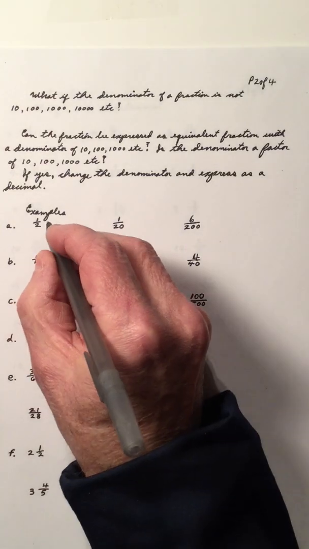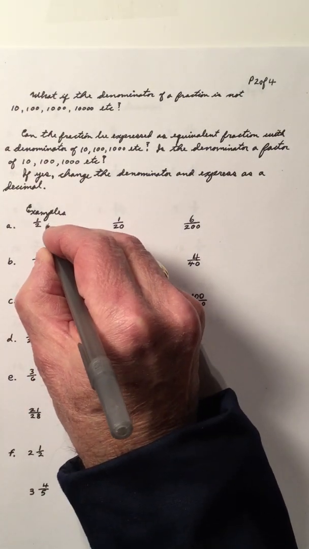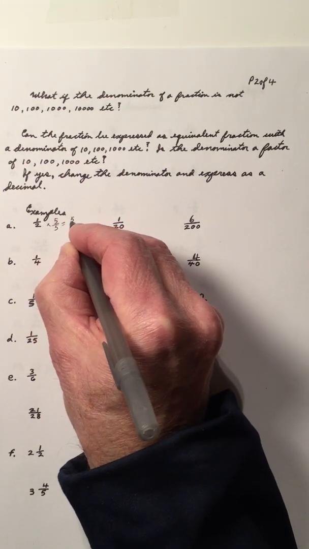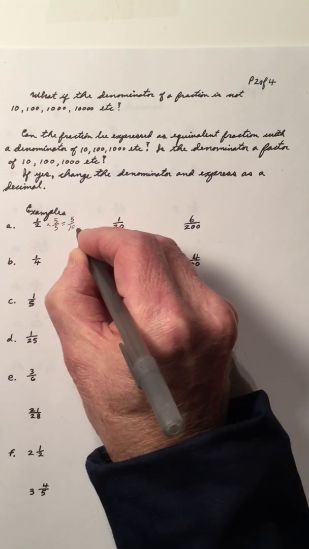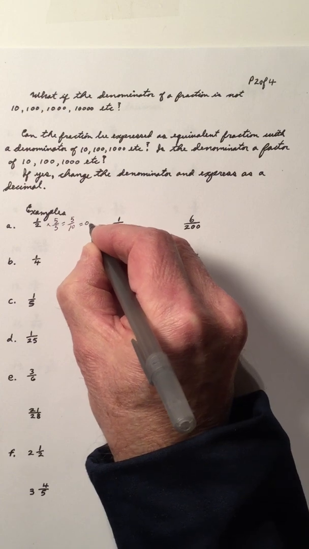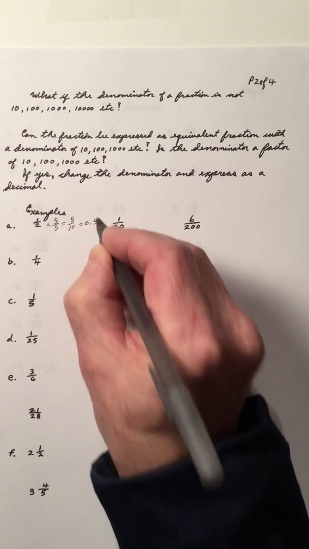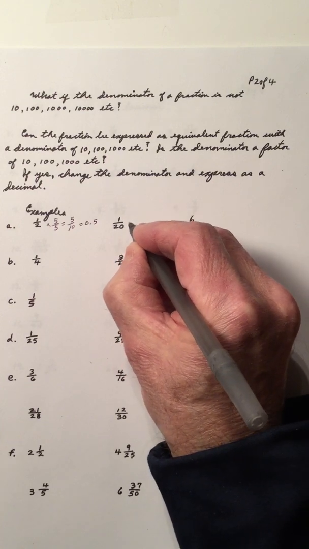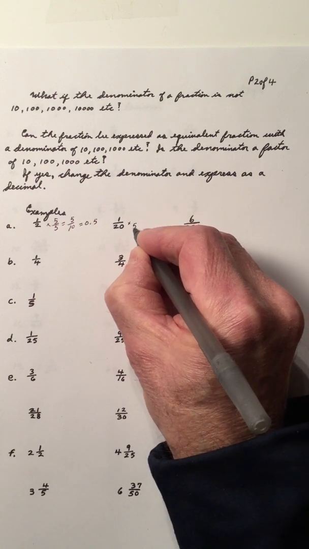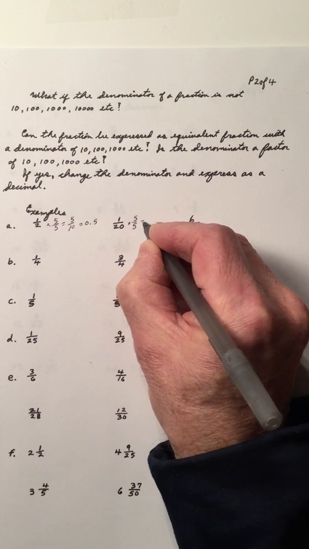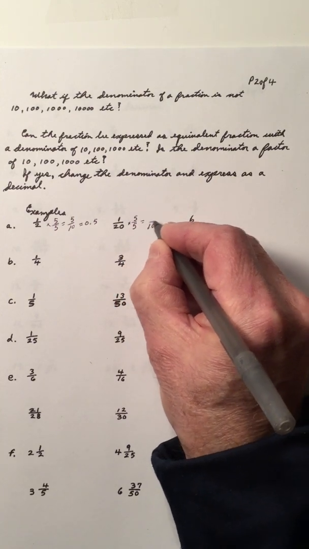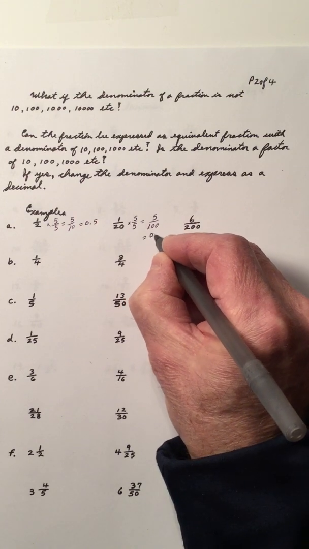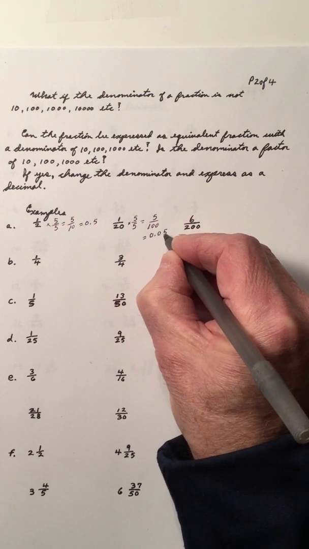So 1/2: if we multiply 1/2 by 5 over 5, we get 5 over 10, and 5 over 10 is decimal 0.5. Next, 1 over 20. 20 is 5 and a 5. Why? Because 20 times 5 is 100. And 5 times 1 is 5, and as a decimal, the 5 has to go in the hundredths place, so 0.05.